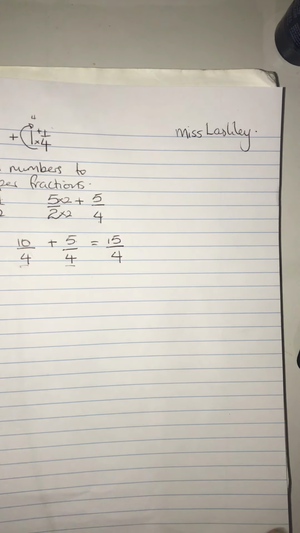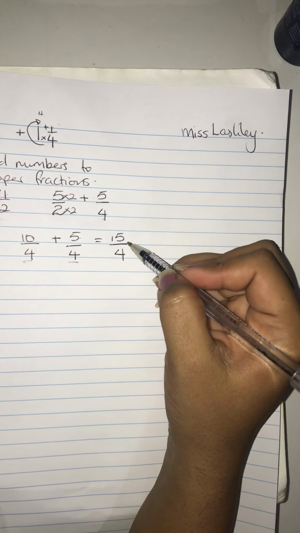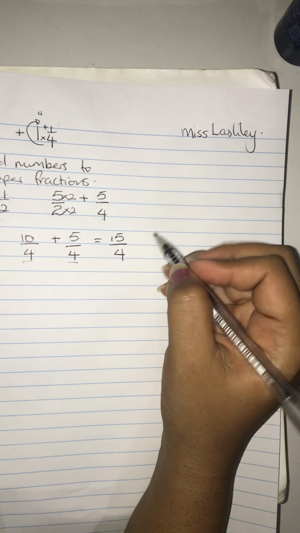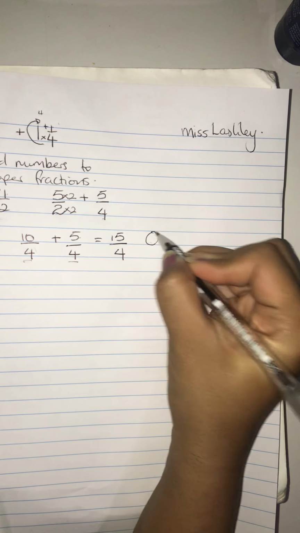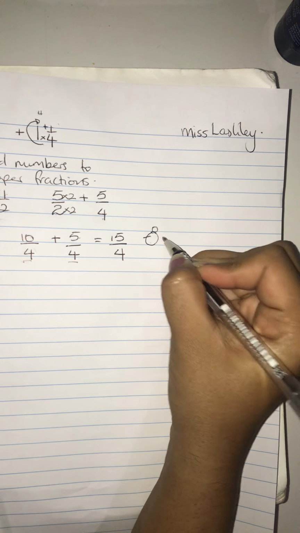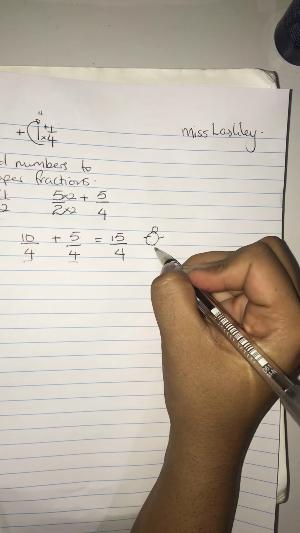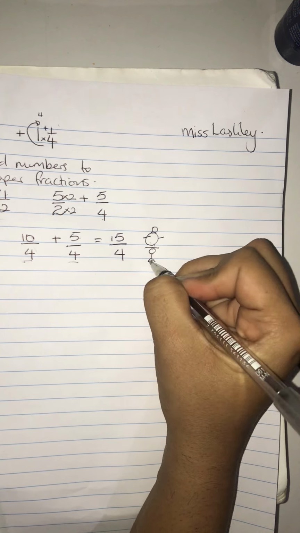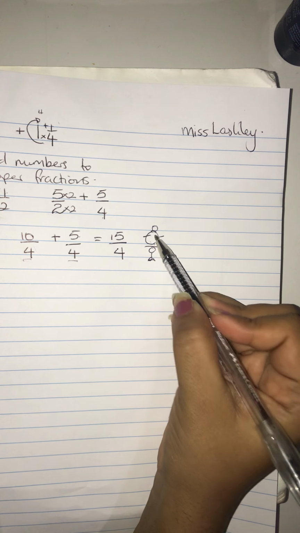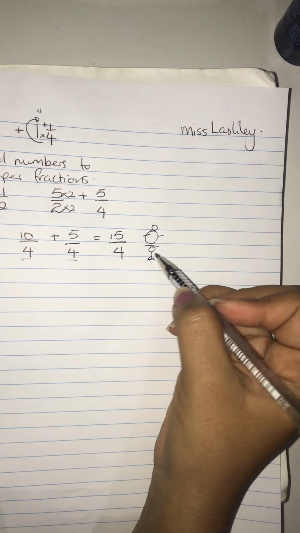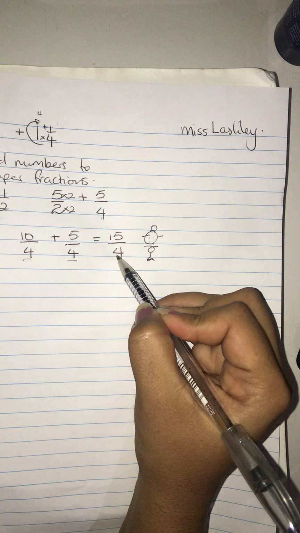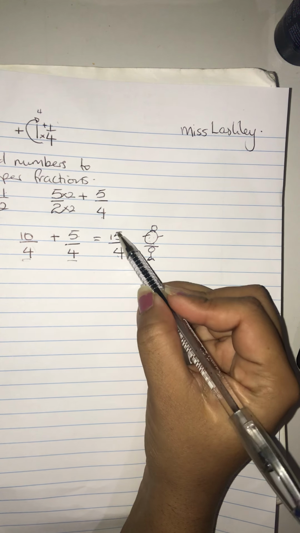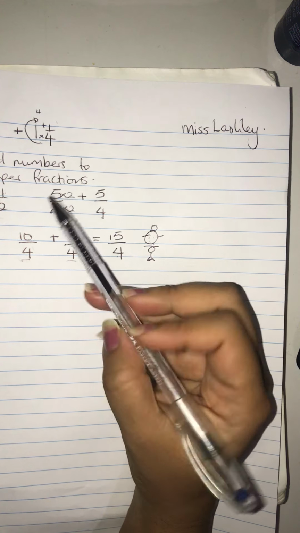Now, 15/4 represents an improper fraction. Improper because the bigger number, it's like a fat guy, is on top of a smaller number, a smaller person. So it's improper. The bigger number is on top, smaller number below. So we're going to change this back to a mixed number.